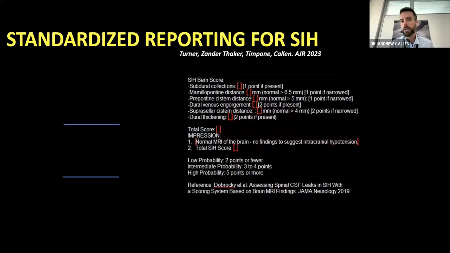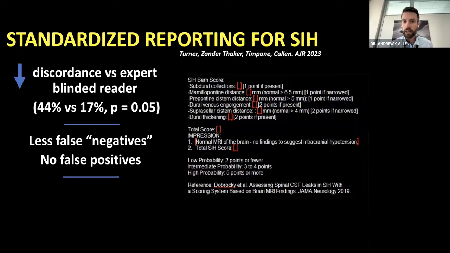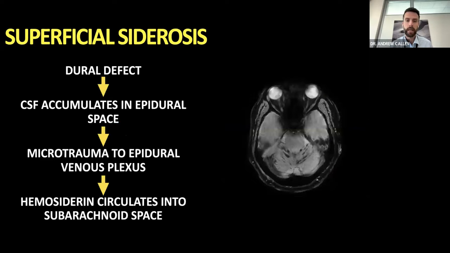We find it so important to use this Burn score, for reasons which will show in a little bit, that we've implemented standardized reporting here at the University of Colorado for all MRI brains which get sent to us for concern for SIH. We found that when our readers, our neuroradiologists, use a template asking them to report the Burn score, they have decreased discordance versus an expert blinded reader. They call fewer false negatives for SIH and no false positives, and radiologists just aren't that good at qualitatively assessing mild narrowing of these intervals. And that's what they tend to miss the most.